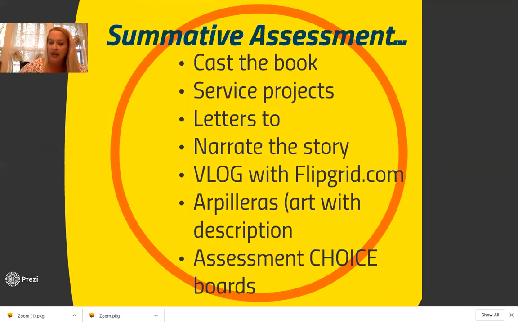There's also the art. We use arpilleras, which are really cool, and I'm going to show you a picture of those in just a minute.